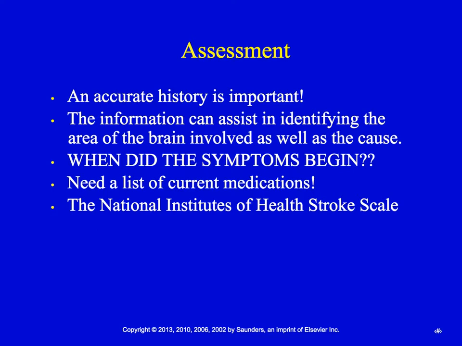Chart 47.3 on page 1009 is key features of stroke syndromes, and you can review that. It talks about the middle cerebral artery strokes. If something happens in the middle cerebral artery, these are the kinds of signs and symptoms you're going to see.